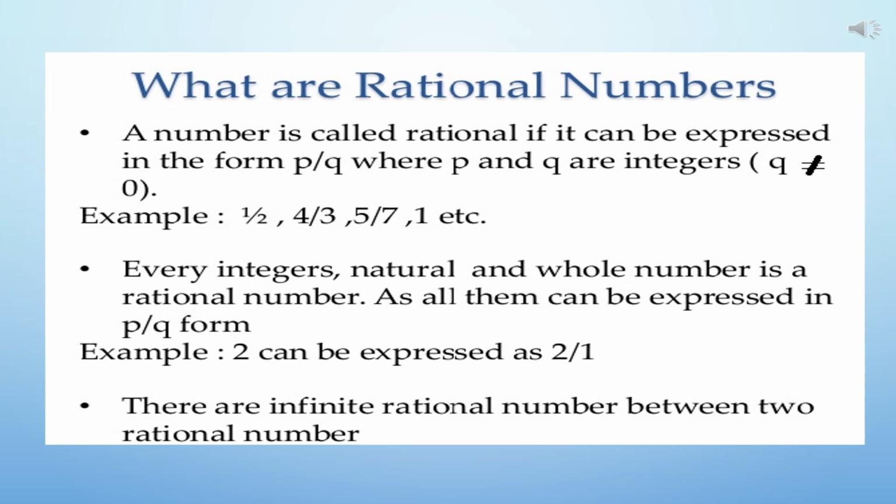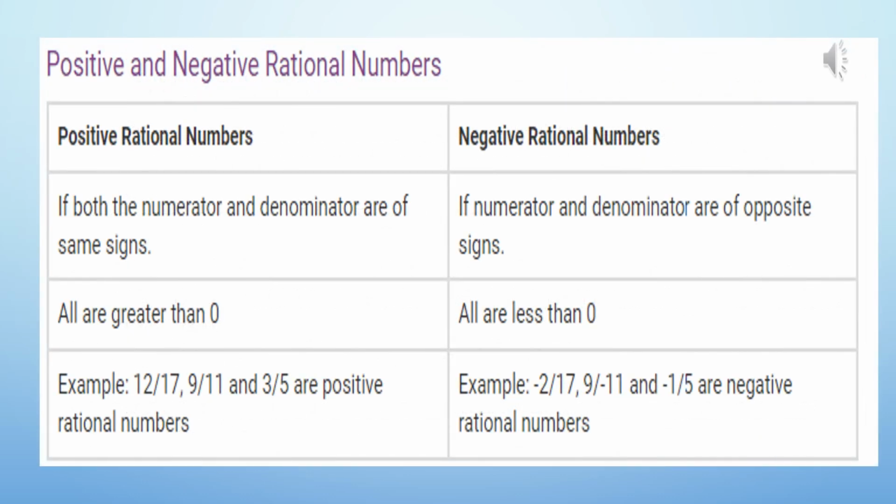Every integer, natural and whole number is a rational number. All of them can be expressed in p upon q form. For example, 2 can be expressed as 2 upon 1. That's why it is a rational number. There are infinite rational numbers between two rational numbers. There are two types of rational numbers, positive rational numbers and negative rational numbers.